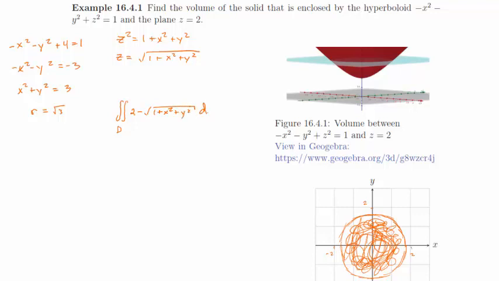So if we integrated between the xy plane and this square root, we would get the volume between the hyperboloid and the xy plane, which would give us the volume underneath it. So, we want the volume above it and below the z equals 2 plane. So to do that, we want the volume under the plane z equals 2, and then subtract the volume underneath the hyperboloid.